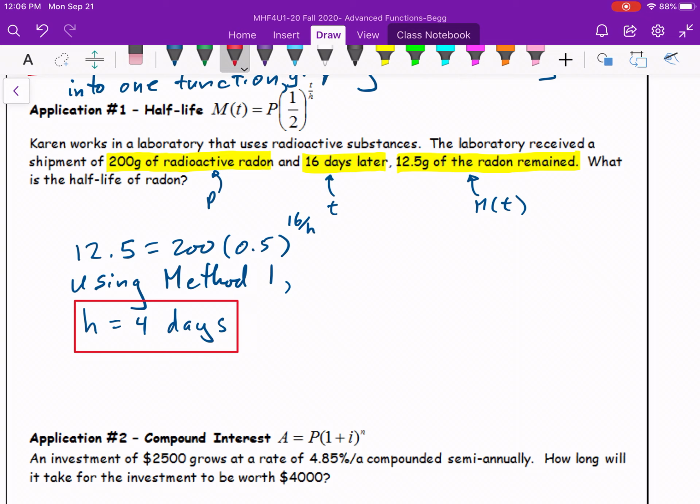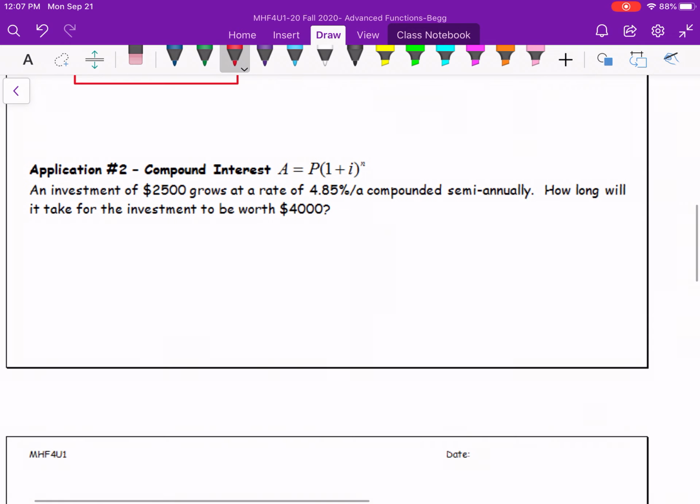So, not hard to do. We put things in the right place. We use our understanding of exponential functions to help us set it up. And it's quick using Desmos.